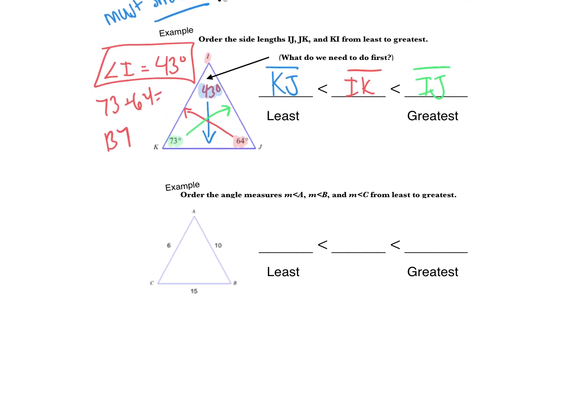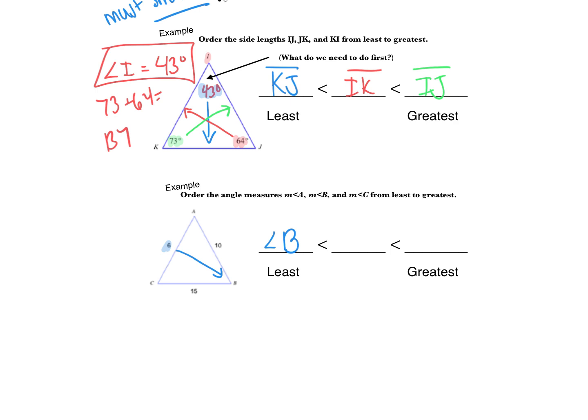And then we're going to do the flip side of things. They give us all the side lengths, and we have to put the angles in order from least to greatest. So again, if I look at all my side lengths, 6 is the smallest. If I look across from 6, that's angle B. So I'd put angle B first.